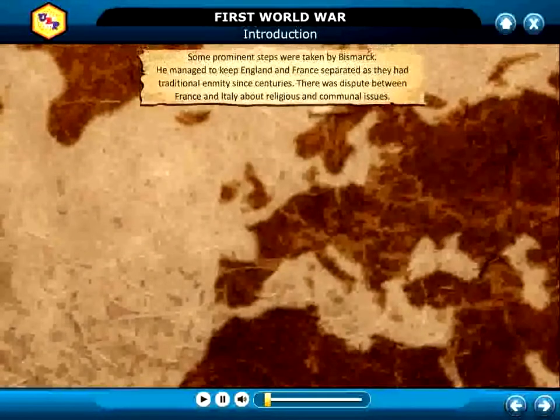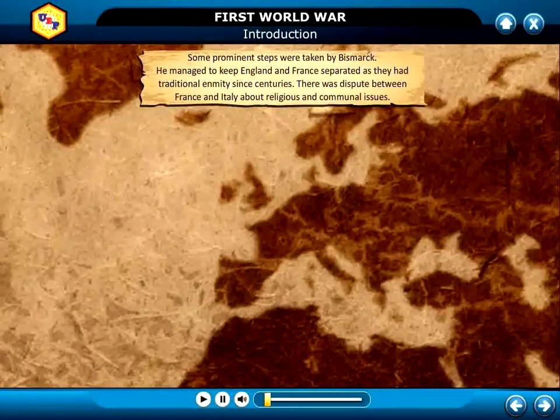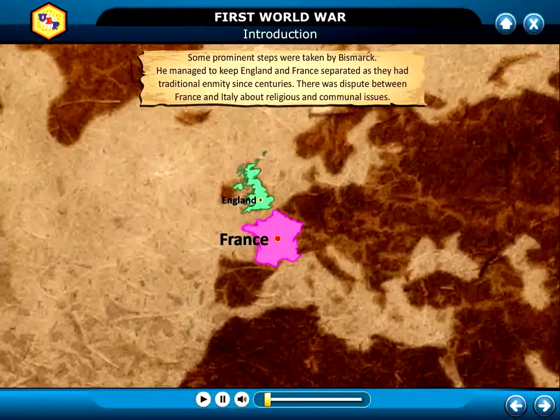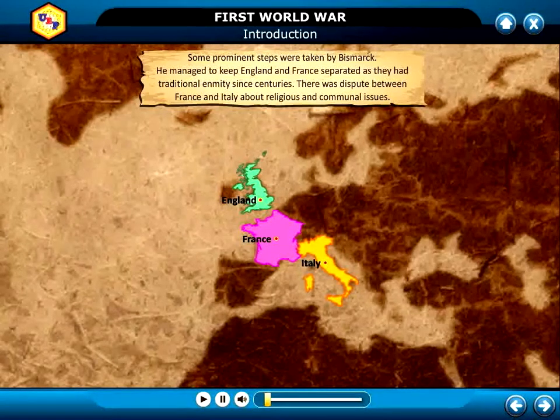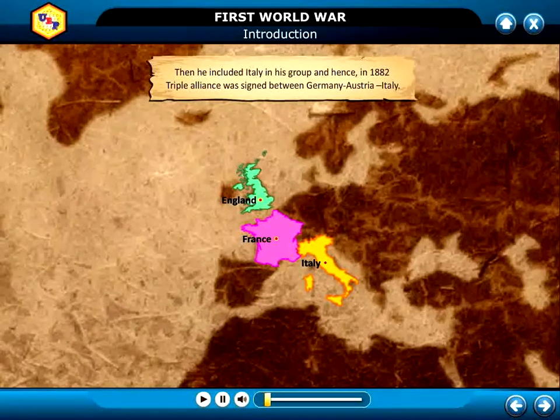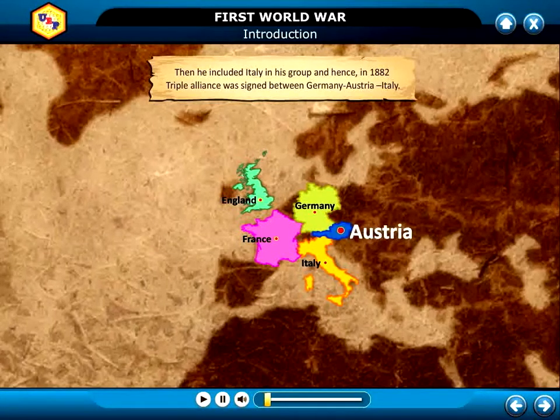Some prominent steps were taken by Bismarck. He managed to keep England and France separated, as they had traditional enmity for centuries. There was a dispute between France and Italy about religion and communal issues. Then he included Italy in his group, and hence, in 1882, the Triple Alliance was signed between Germany, Austria and Italy.